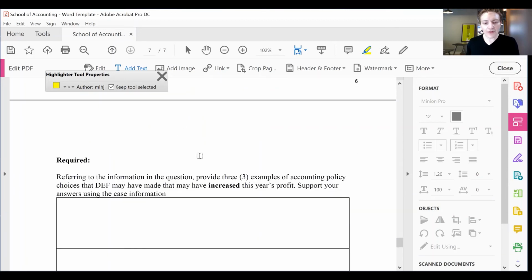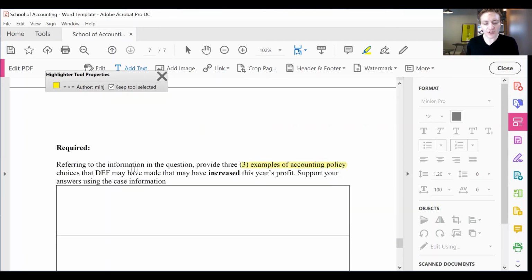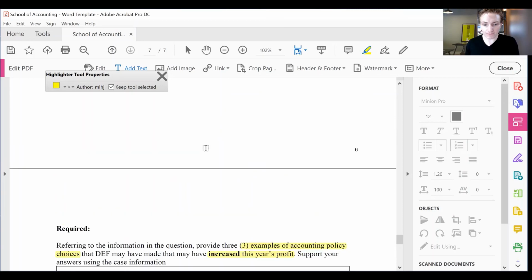What are 3 examples of accounting policy choices that the firm might have made that might have increased this year's profit? And you have to support your answer using information from that case. So you need to look at these balance sheets and you need to be able to argue what accounting policy changes might have occurred that might have increased profits. So let's have a look at these balance sheets here.